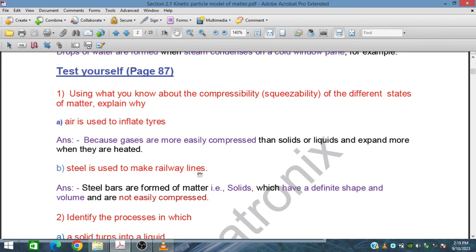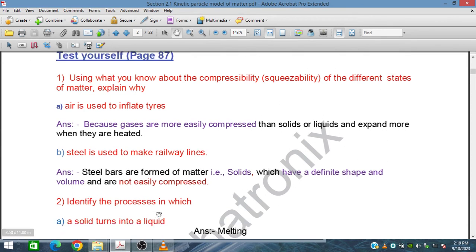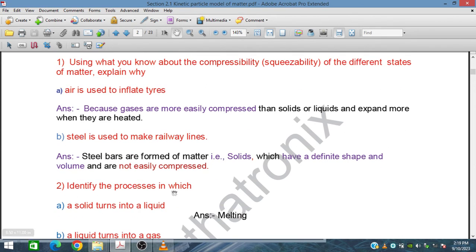Steel is used to make railway lines because it's a hard material with a definite shape. Steel bars are formed of metals that are solid, which have a definite shape and volume and are not easily compressed. That's why steel is used to make railway lines. It's a hard material. Identify the process in which a solid turns into a liquid.